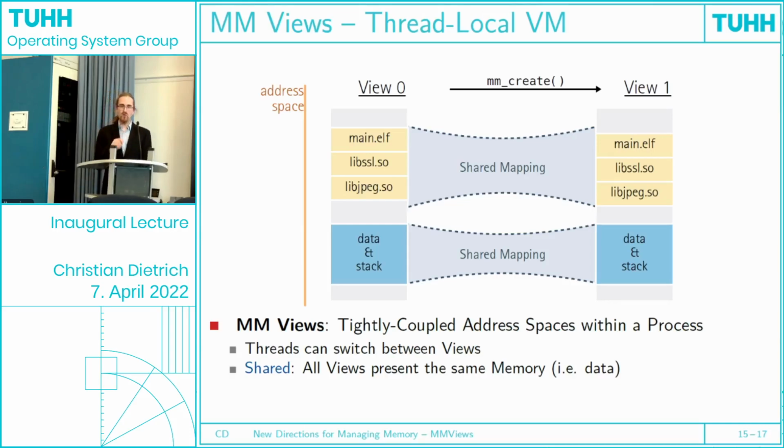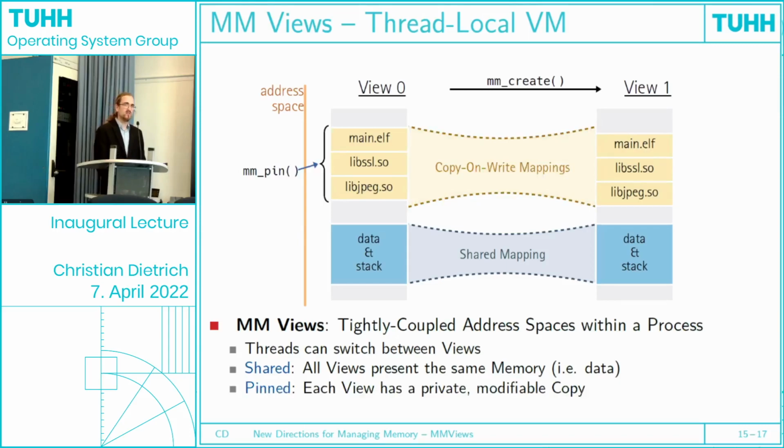We then allow making parts of a view private. We pin it: the user can say that in this area of the address space, every modification should be private to this view. Therefore each view has, for example, in the code segment, a private modifiable copy of its code. Then we can go on and purge parts of the executable code. We can remove libSSL from the one view, and libJPEG from the other view. By that, we really have two views with a different number of gadgets.